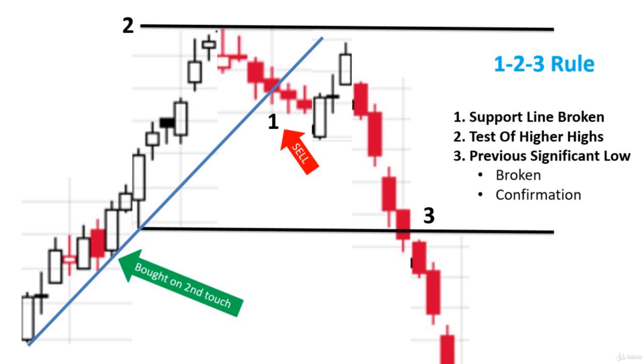So if we look at the 1, 2, 3 in this example, you can see, of course, the support line was broken, and the highs, they had a little pullback, had a little turnaround, but it never really tested that higher high. See how the highest point after the support line, after the trend line, never got up to number 2, never broke through number 2. That's really what we're looking for. We're looking for it to break, for this to have worked. In this case, it didn't.